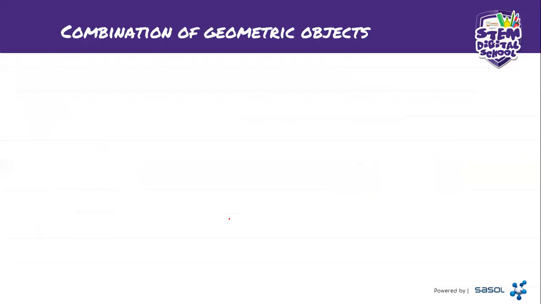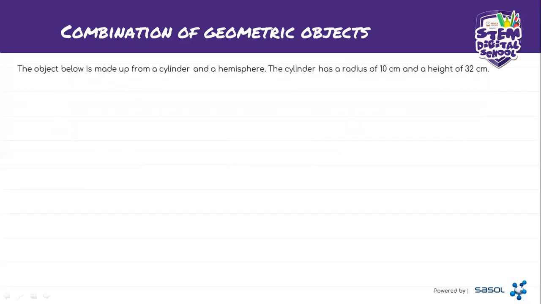Okay, now let's proceed. The combination of geometric objects, but we are still under surface area and volume. But now in this one, we are going to have more than one object, and we see how we calculate that. Now the first says the object below. Let's see the object. The object is made up of a cylinder and a hemisphere. We have a cylinder. We also have what? A hemisphere, right?